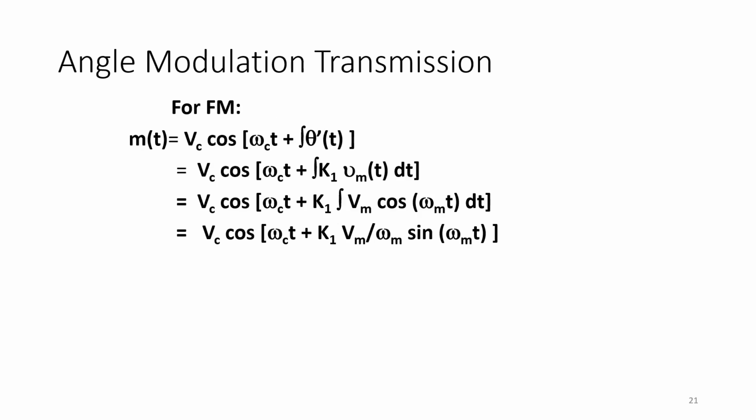For FM, it is given by Vc cosine of omega_c t plus the integral of theta prime(t). Substituting, Vc cosine of omega_c t plus the integral of K1 Vm(t). So this is the equivalent for that: Vc cosine of omega_c t plus K1 times the integral of Vm cosine omega_m t dt. The constant K1 we take outside. So Vc cosine of omega_c t plus K1 Vm over omega_m sine omega_m t. The m here stands for the modulating signal, while the c stands for the carrier signal.